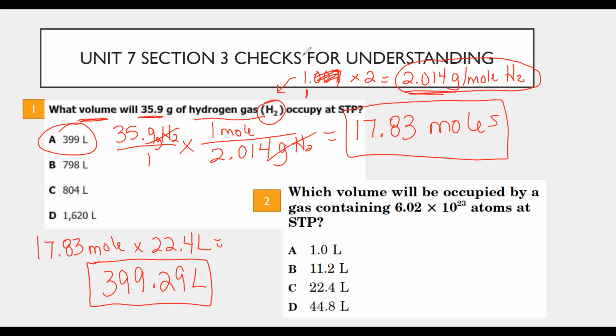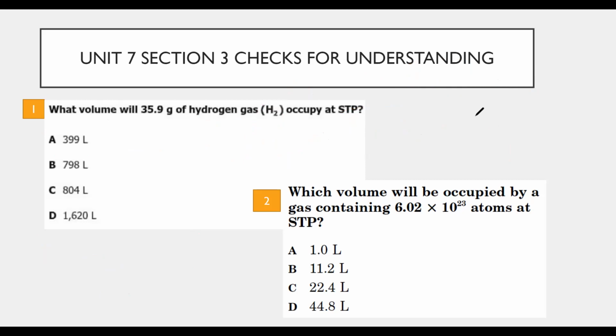All right, number 2. Which volume will be occupied by a gas containing 6.02 times 10 to the 23rd atoms? This number should look familiar to you. This is Avogadro's number, which is 1 mole of anything has 6.02 times 10 to the 23rd.